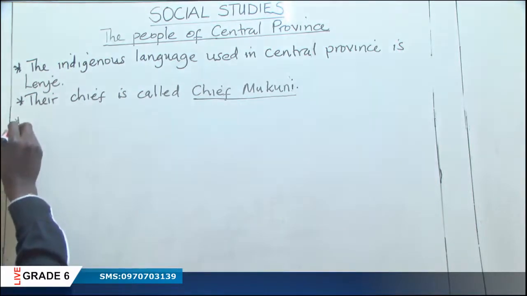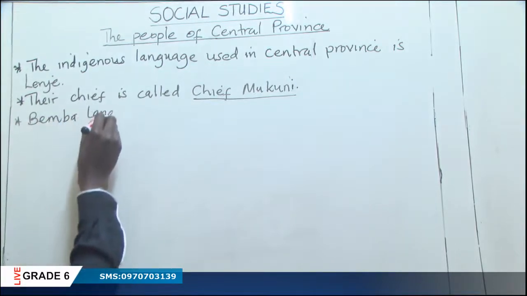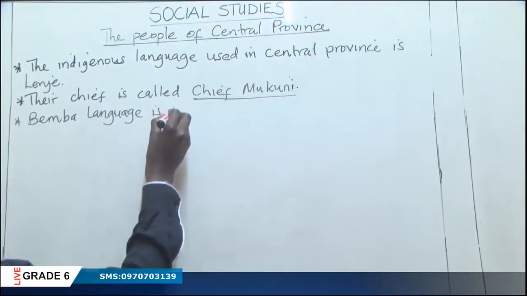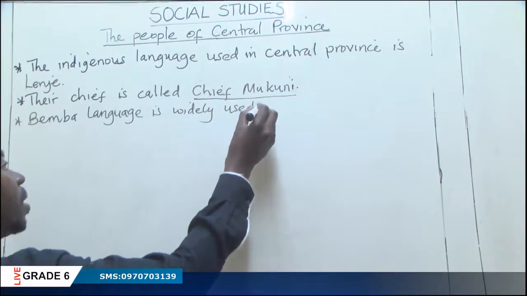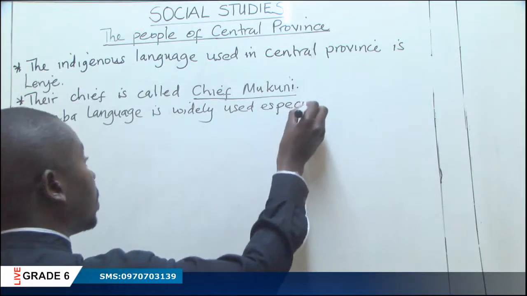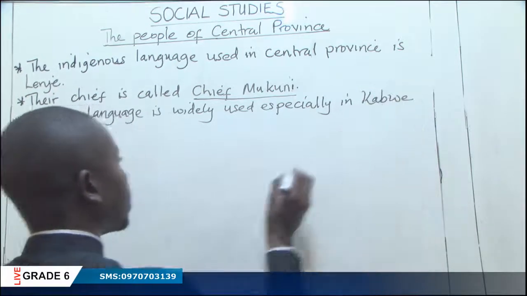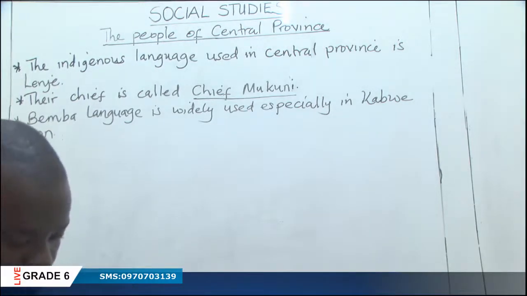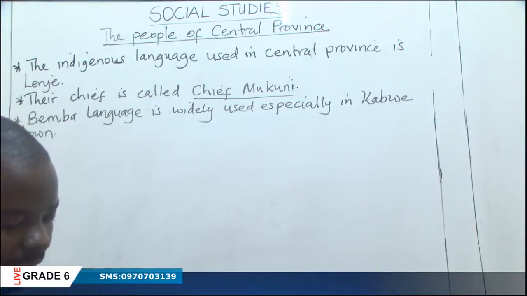We must also understand that the Bemba language is also widely used, especially in Kabwe Town. In Kabwe Town, that's where most of the Bemba is used. Other tribes, boys and girls, that are found in the province are Tonga, Nyanja, Swaka, and Lala.